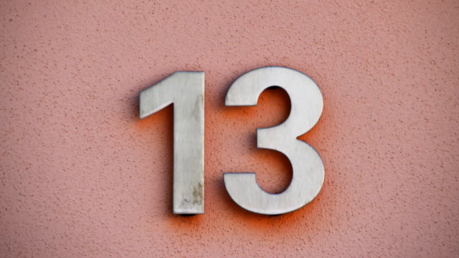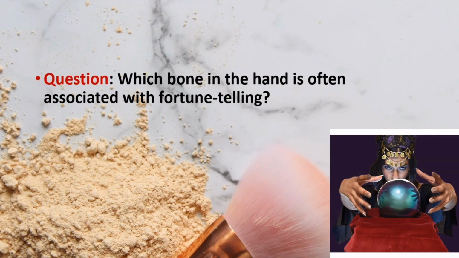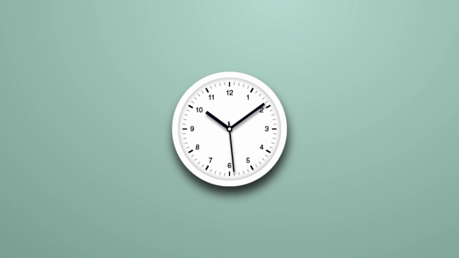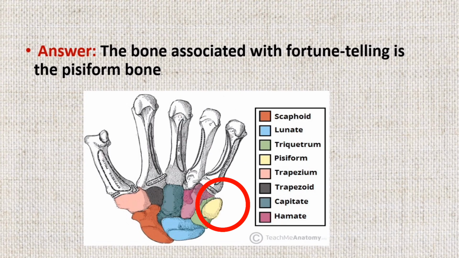Number 13. Which bone in the hand is often associated with fortune-telling? The bone associated with fortune-telling is the pisiform bone, a small bone located in the hand. Fortune-tellers often use it to tell us our future.